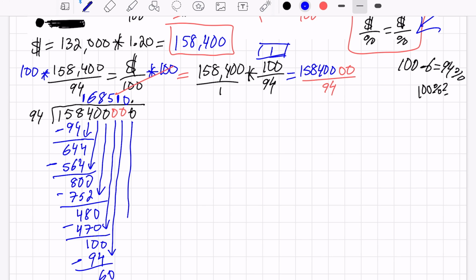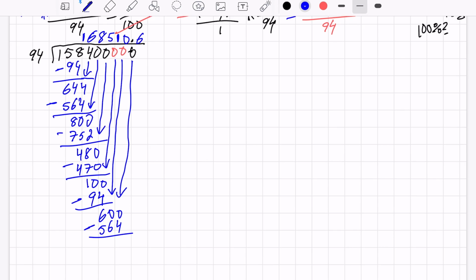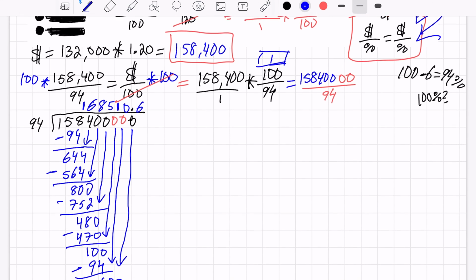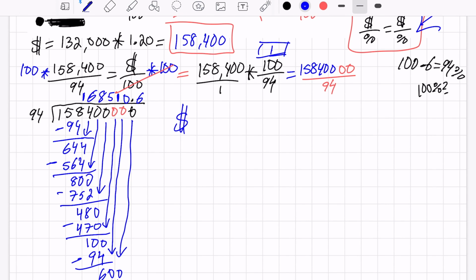How many times does the 94 go into, in this case, 600? So 600 divided by 94, that will be 6 times. I'm not really worried about the number. So 6 times 94, that will be 564, and we can stop here, but that's fine. I'm going to illustrate that. 600 minus 564, that will be 36. Okay, and we're done.